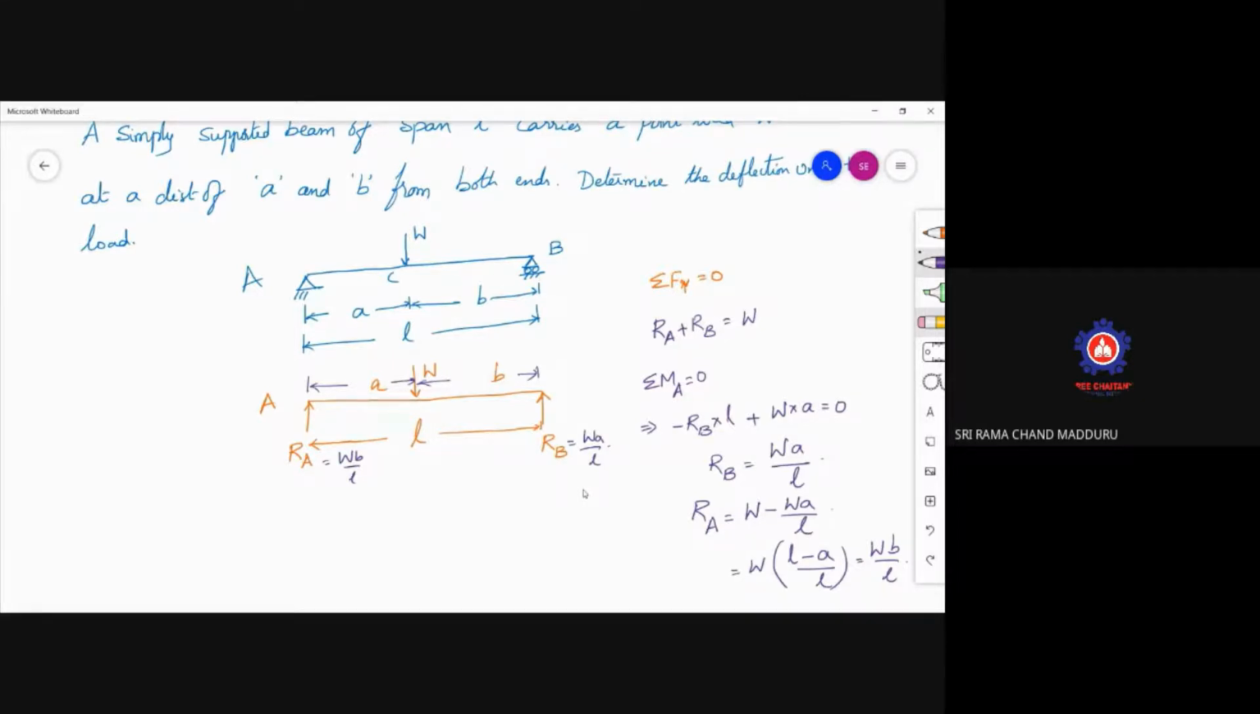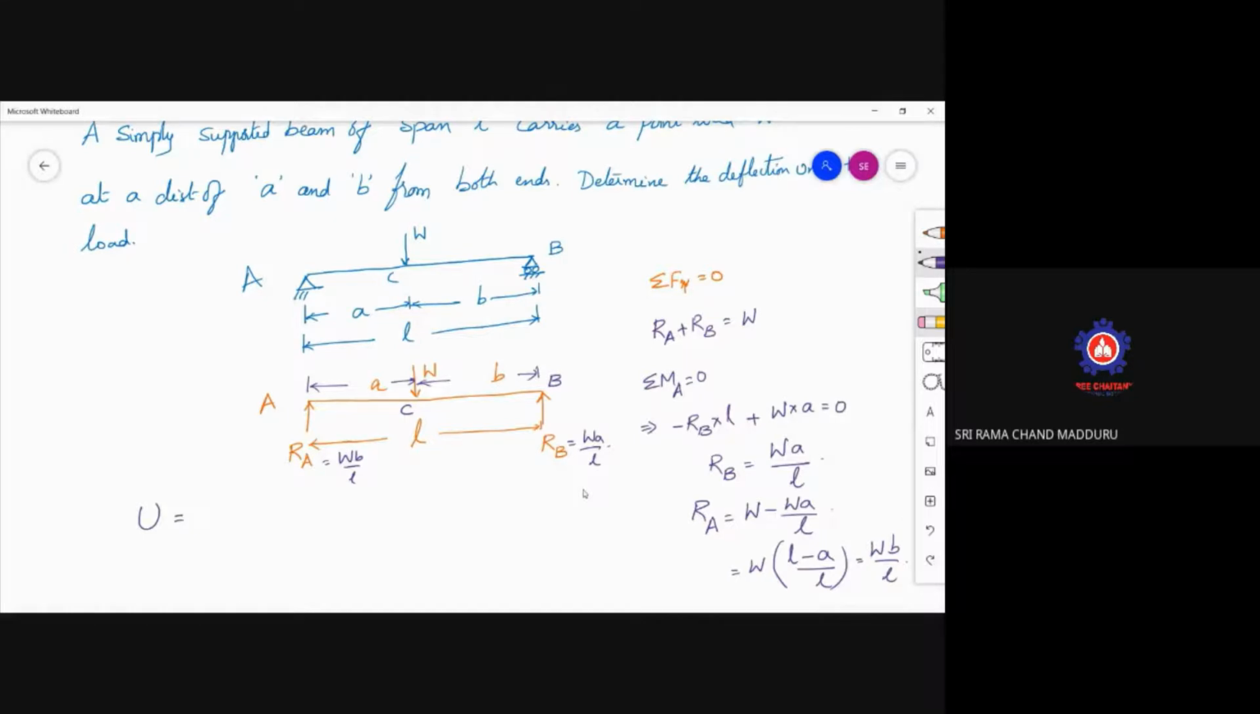Here, from A to C one particular bending moment expression will be there, and from C to B another one. Why? Because wherever there is a point of application of load, you have to divide the entire beam into two portions, the AC portion as well as the CB portion. Now, the strain energy here corresponds to bending. The previous cases were for axial forces, but here it is due to bending.